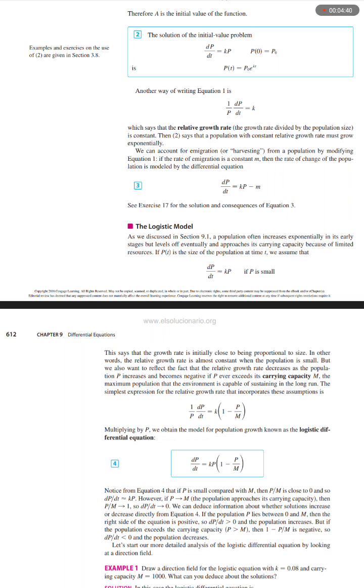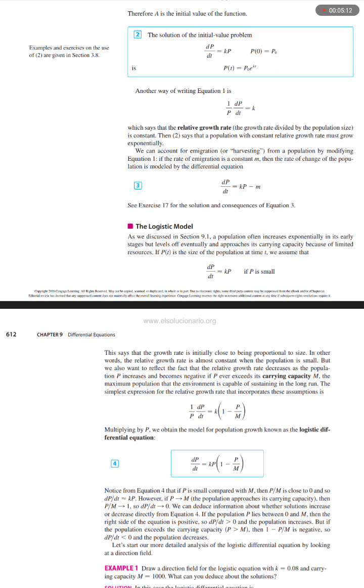Another way of writing equation 1 is 1 over P times dP over dt equals k, which says that the relative growth rate, the growth rate divided by the population size, is constant. Then 2 says that a population with constant relative growth rate must grow exponentially.